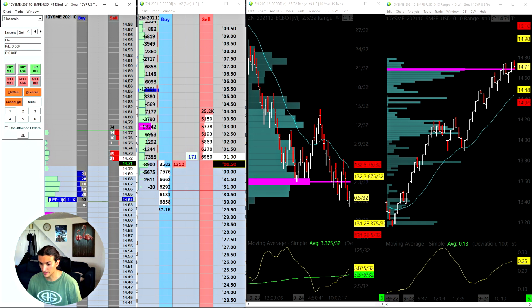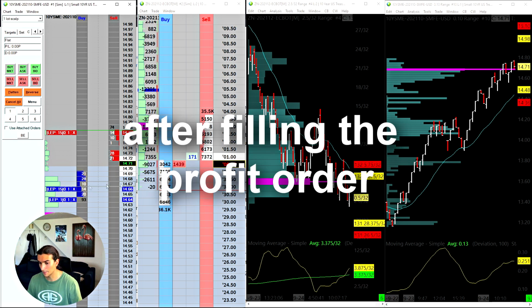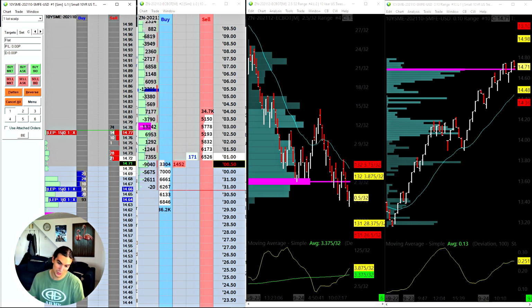So for example, if I submit a buy order at 14.64 and then the market fills my profit taker at 14.77, that's going to be considered one day trade. Now, even if I had, for example, another bid down here, if it fills my second buy order here, that's going to be considered my second opening transaction according to the pattern day trader rule.